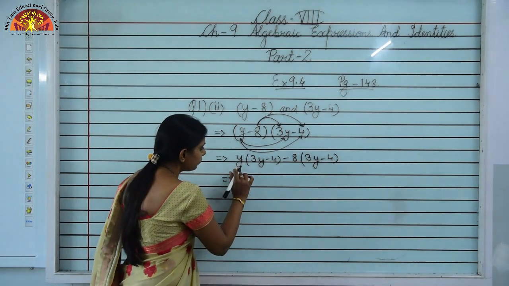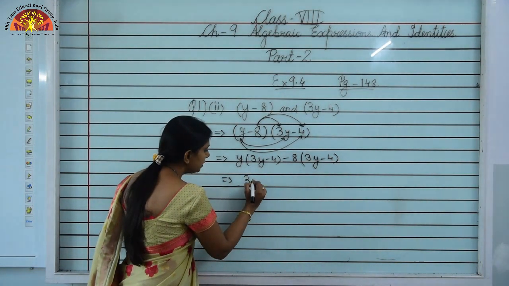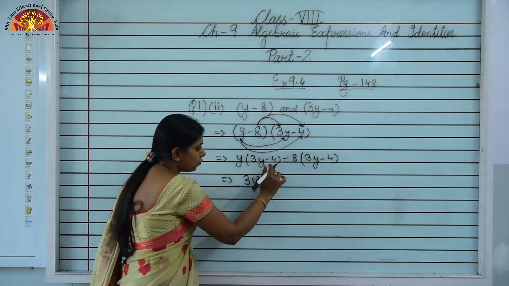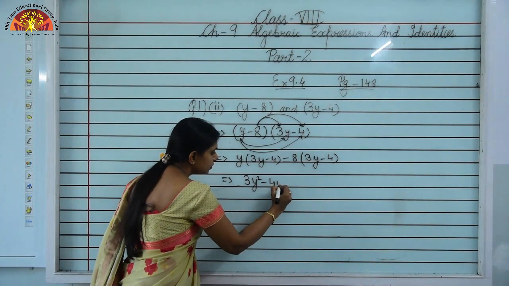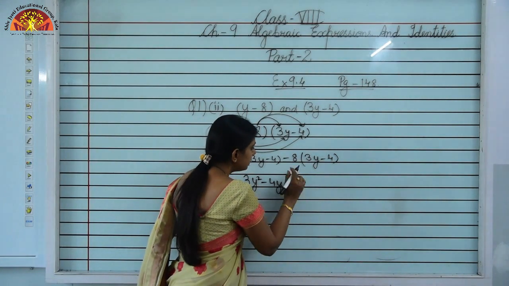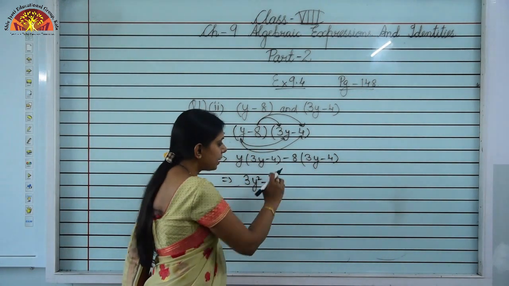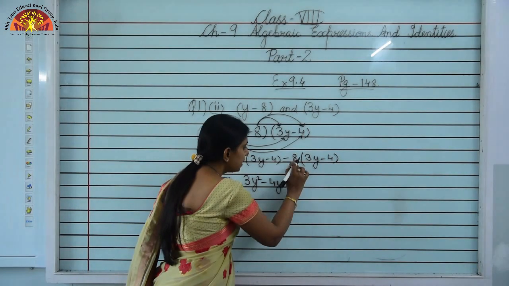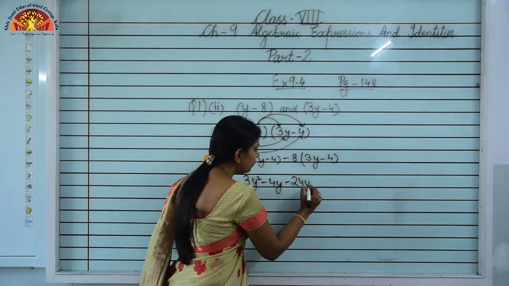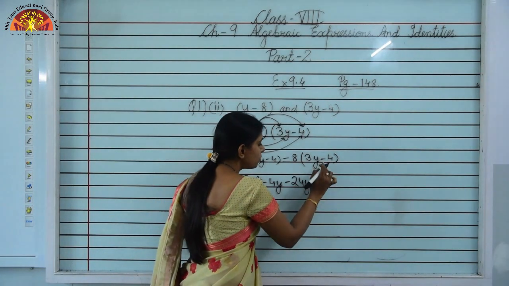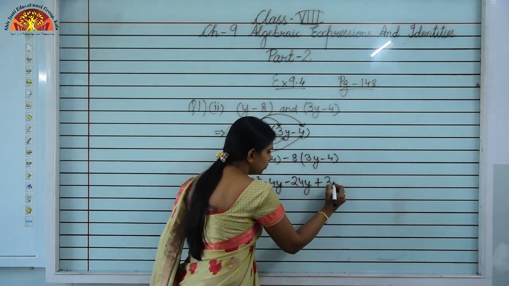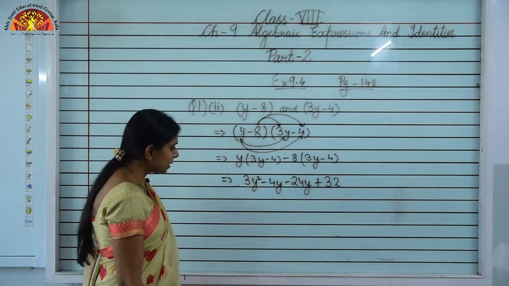Now y into 3y will become 3y square. Y into minus 4 will become minus 4y. Now similarly we will simplify the second bracket: minus 8 into 3y, minus into plus will be minus, 8 into 3y will become 24y, so minus 24y. Similarly minus into minus will become plus, 8 fours are 32. Got it? It's very simple.